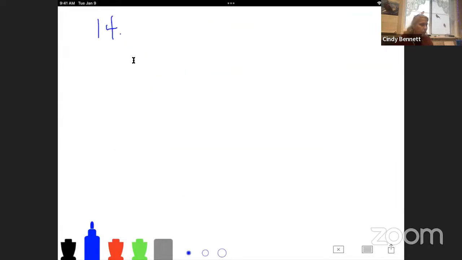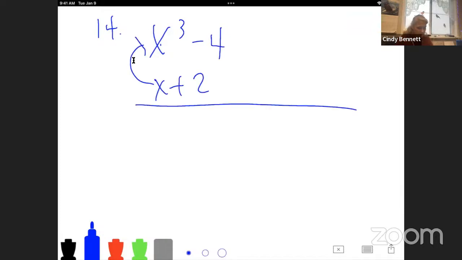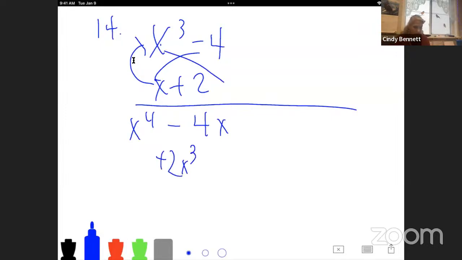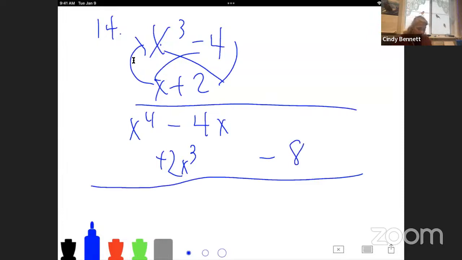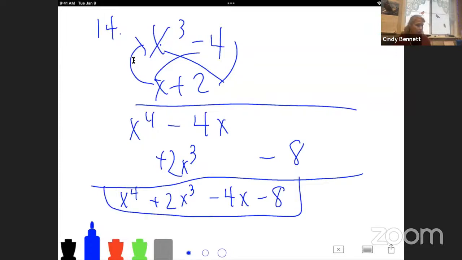Like I said, if I'm going too fast, please stop the video. x cubed minus 4, times x plus 2. Same thing. We're just going to multiply by each term. x to the 4th minus 4x. Now, plus 2x cubed. That is not like any other term. And then minus 8. That's not like any other term. So now I just bring down my terms into one equation. And that's all I can do. I can't combine anything else.